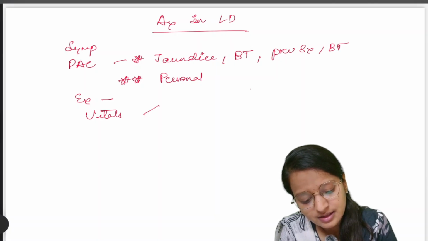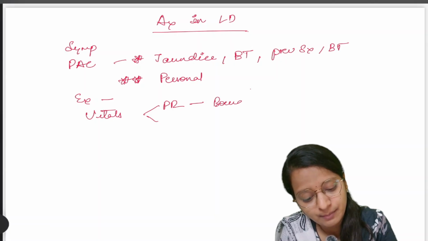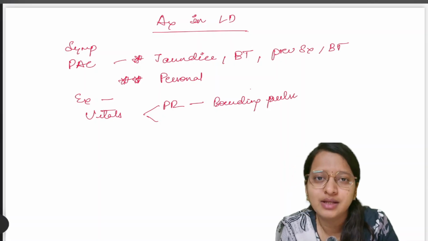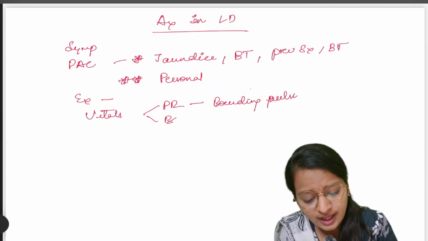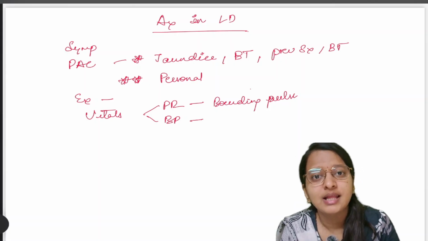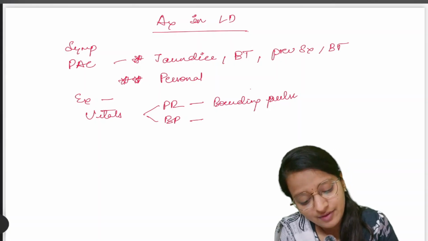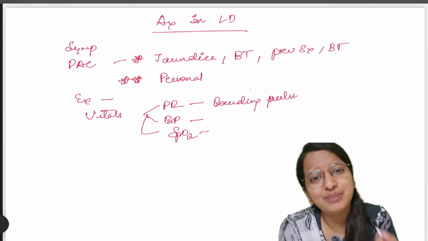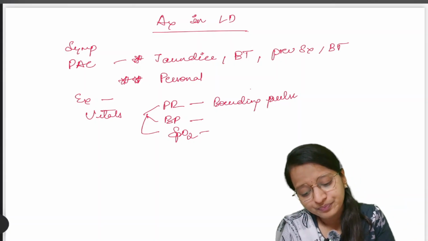Now we'll go for vitals. In vitals, we'll see his pulse rate because there might be a bounding pulse because of hyperdynamic circulation or anemia. And in BP, there might be decreased diastolic blood pressure because there is diastolic dysfunction. And we have to see his baseline SpO2 because there might be hypoxemia also.